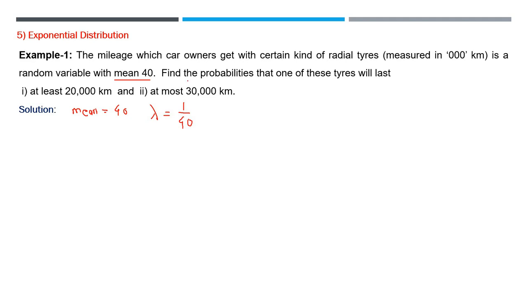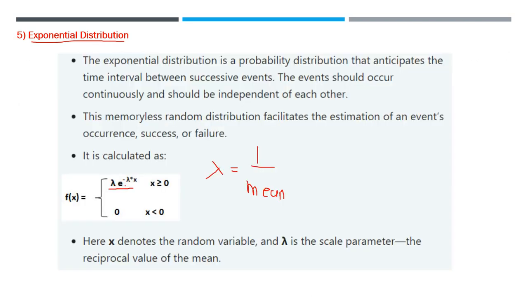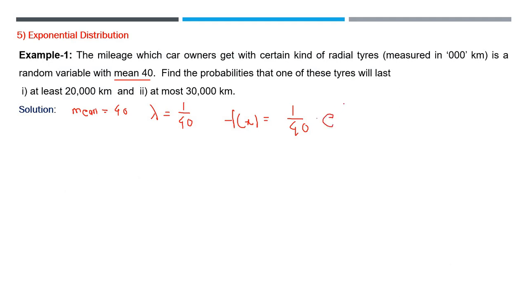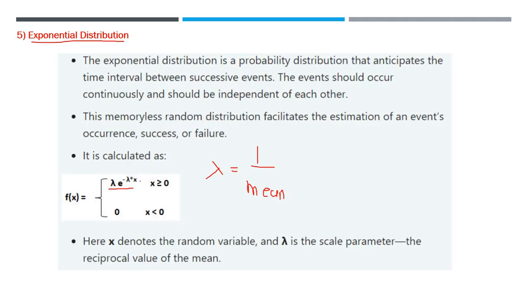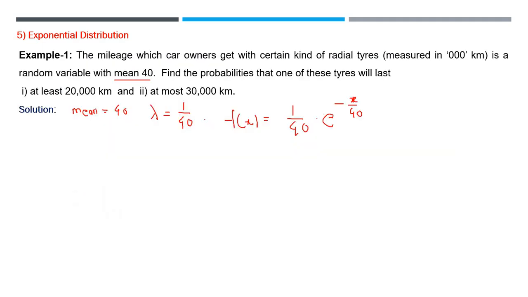Next, find the probability that one of these tires will last. First of all we'll develop the formula: f(x) is equal to 1 divided by 40, that is lambda, and e raised to power minus lambda multiplied by x, so this is e raised to power minus x upon 40. Okay, minus lambda is 1 by 40 and x. So this is the f(x) value.